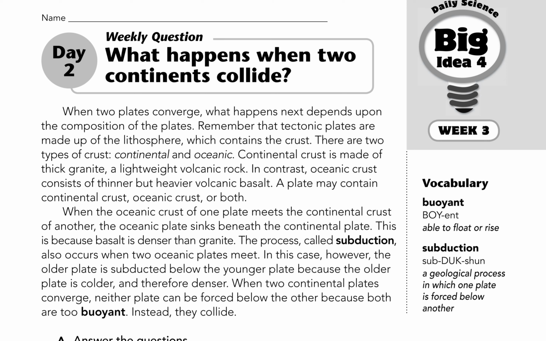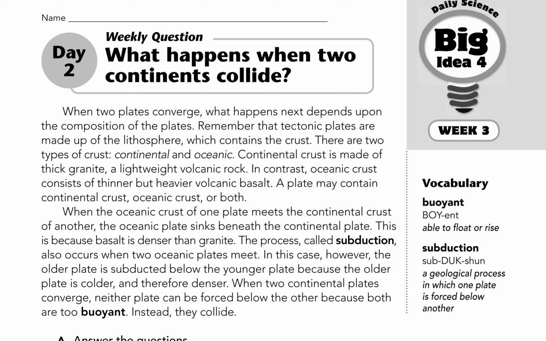When the oceanic crust of one plate meets the continental crust of another, the oceanic plate sinks beneath the continental plate. This is because basalt is denser than granite. The process, called subduction, also occurs when two oceanic plates meet. In this case, however, the older plate is subducted below the younger plate.